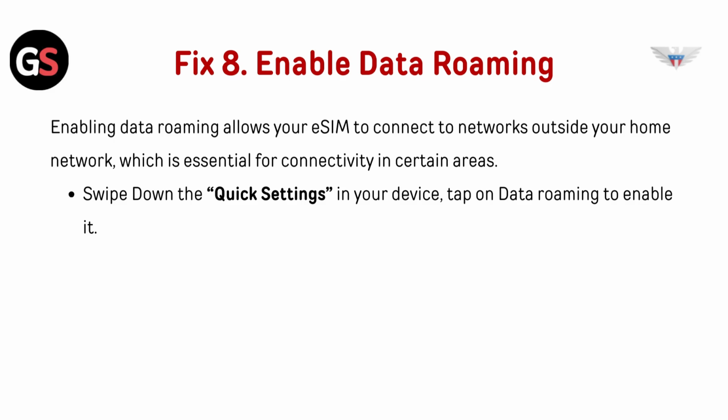Fix 8. Enable data roaming. Enabling data roaming allows your eSIM to connect to networks outside your home network, which is essential for connectivity in certain areas. Swipe down the quick settings in your device, tap on data roaming to enable it.